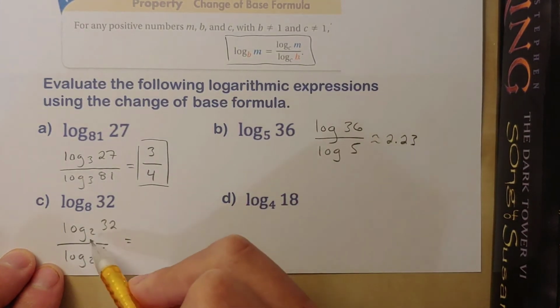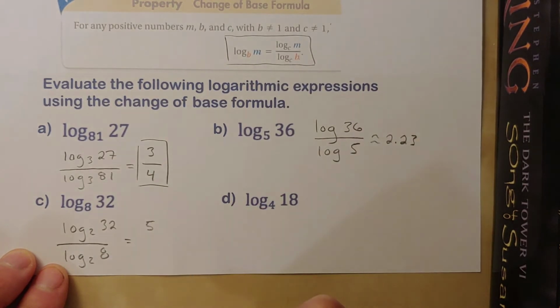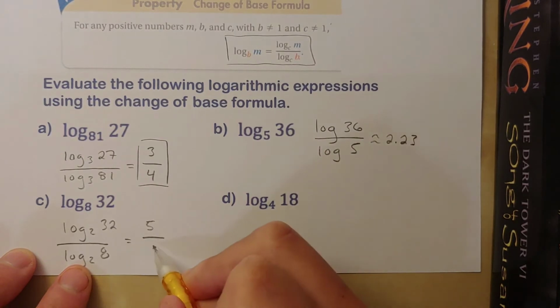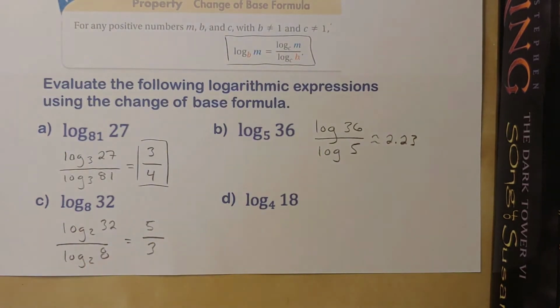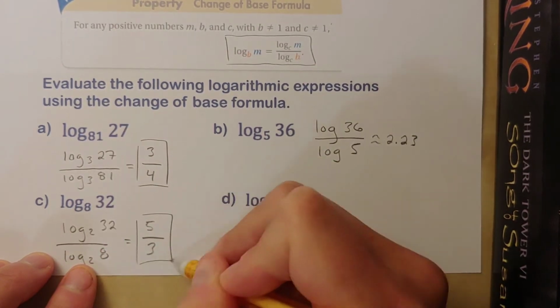Now I can figure this out. 2 to what power is 32? 2 to the 5th power is 32. 2 to the 3rd power is 8. Log base 2 of 8 is 3. So log base 8 of 32 is equal to 5/3.